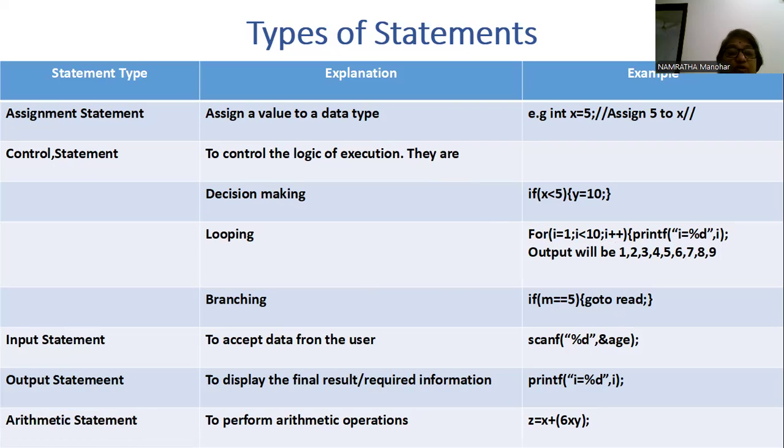Input statement. To accept data from the user, we have what is called input statements. C has the scanf function. Here I am accepting the age from the user. Output statements: to display the final result, we use output statements. In C, we have printf. Then arithmetic statements perform arithmetic operations such as addition, subtraction, multiplication, division. So these are some of the most important types of statements commonly used in all programming languages.